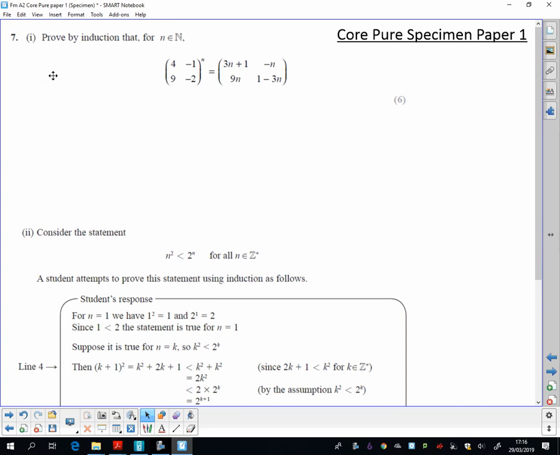Okay, so 7 starts off with a fairly straightforward proof by induction, as long as you can multiply matrices. So make sure you get all your statements right. So first of all, we're going to start with n equals 1. So if n equals 1, the left hand side is 4 minus 1, 9 minus 2 to the power of 1.